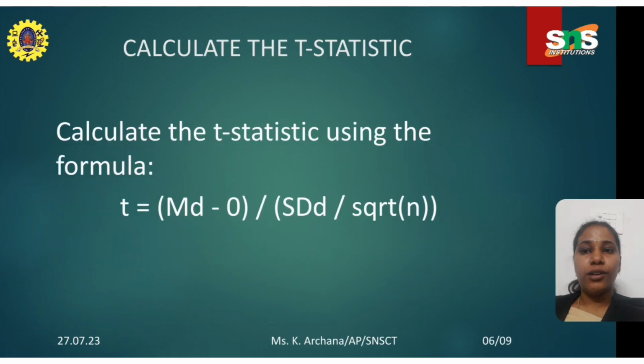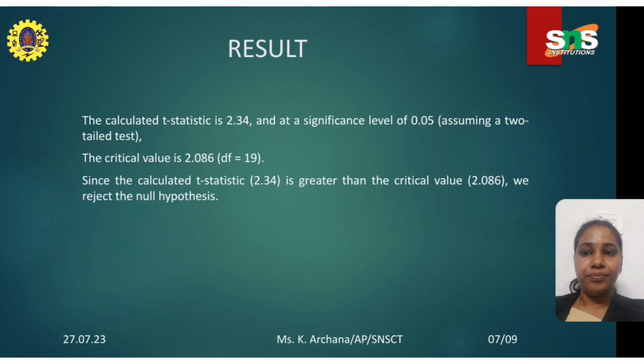And this is the formula for calculating the paired sample t-test. The standard deviation, the square root of n, and what is AMD? Mean difference. Okay, mean difference, standard deviation and sample size are taken.